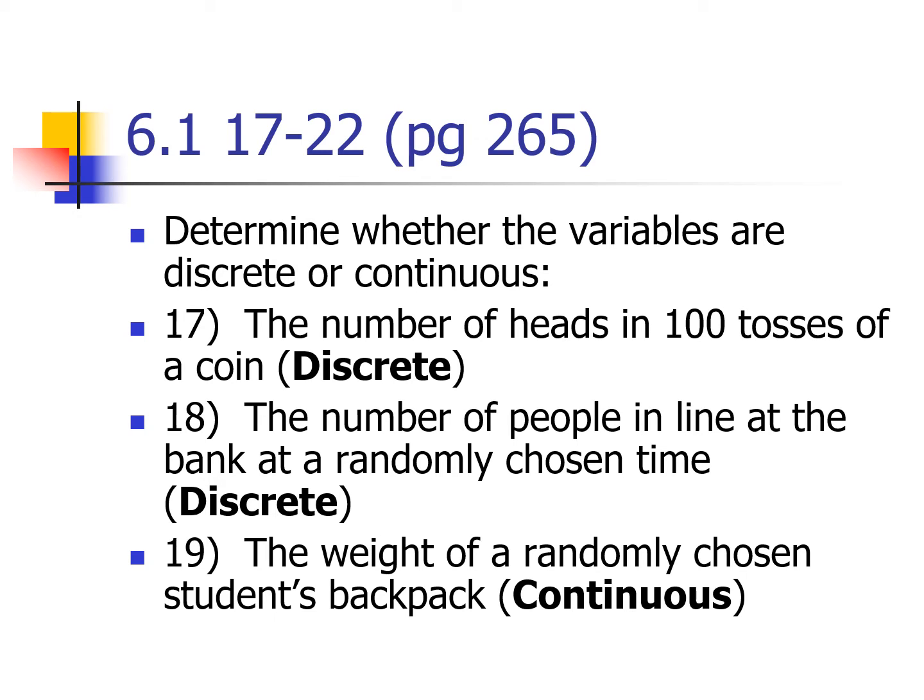Number 18, number of people in line at the bank at a randomly chosen time. So we randomly choose a time, we go to the bank, we count how many people are standing in line. This is also a discrete random variable. You can have 2 people in line. You can have 3 people in line. If you told me, oh yeah, there was 2.7 people in line, I'd probably give you a funny look. Doesn't make sense to say there's 2.7 people in line. And so again, that's what makes this discrete.